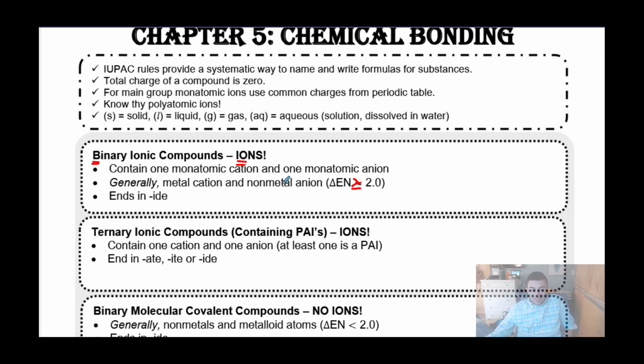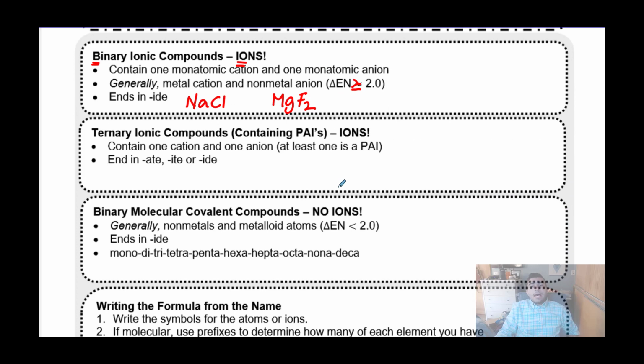These end in "ide," so these would be things like sodium chloride, right? These would be things like magnesium fluoride, for example. Ternary ionic compounds contain our polyatomic ions. Again, if it's an ionic compound, we have ions, but in this case we have one cation and one anion, where at least one of them is a polyatomic ion. These end in either ate, ite, or ide.